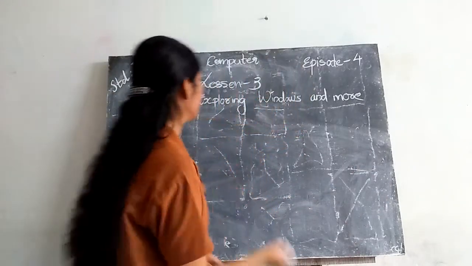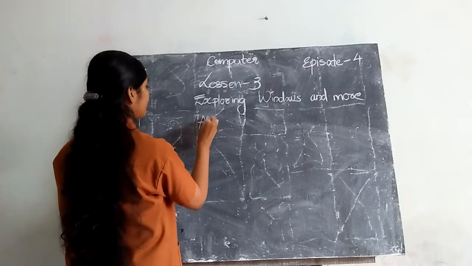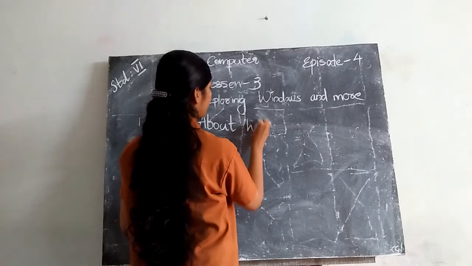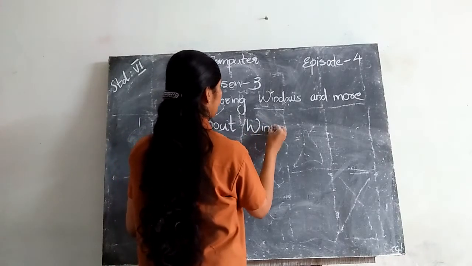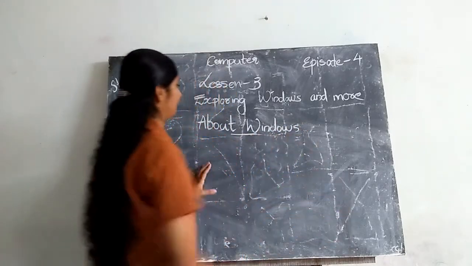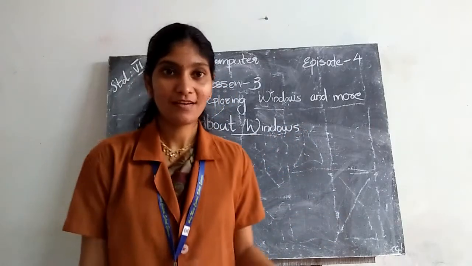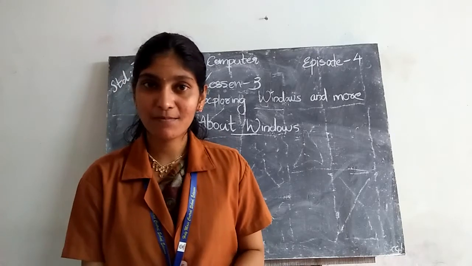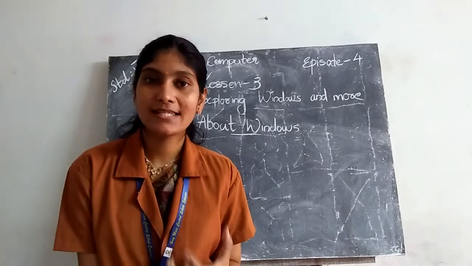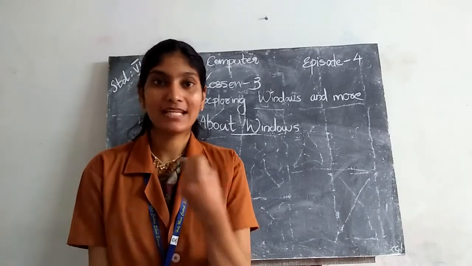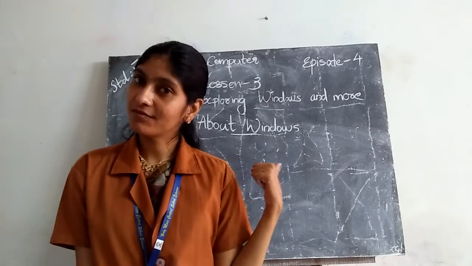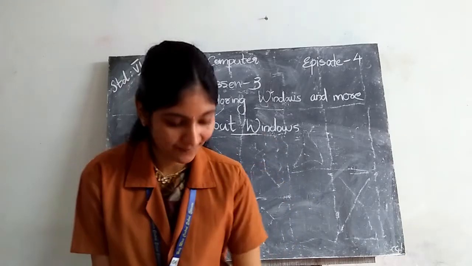So next part is what? About Windows. Okay. So we know Windows is an example of an operating system. Can you tell me any other examples of an operating system? Yes, Linux, then Ubuntu. These are also examples of operating system.